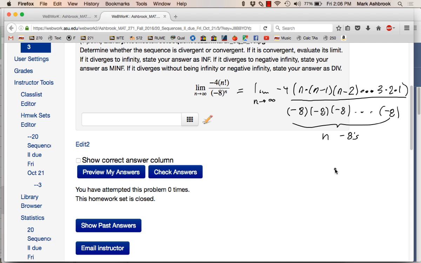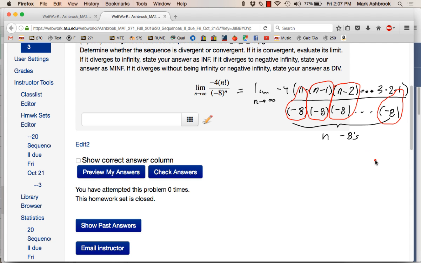So look at what happens. How many factors does n factorial have? Yeah, it has a lot more than n, but there are n things multiplied together. And what about -8 to the n? How many things multiplied together? n. So look, we can group these. For every one of these things multiplied up top, we can group it with one down here, right? So 1 over -8, 2 over -8, 3 over -8, and then all the way up to n over -8, n minus 1 over -8, n minus 2 over -8.